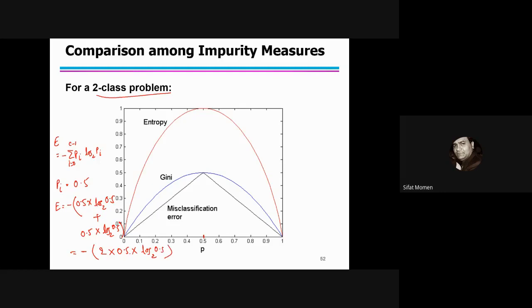So 2 times 0.5 is 1, correct? Into log of base 2 half, right? There's a minus sign over there. Now, what is log of base 2 half? That is equal to log of base 2 1 minus log of base 2 2. Log of base 2 1 is 0, minus log of base 2 2 which is 1, so this is minus 1. So this becomes minus 1 times minus 1, which is equal to plus 1.